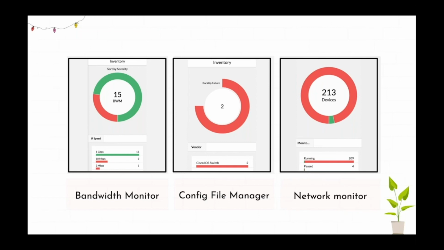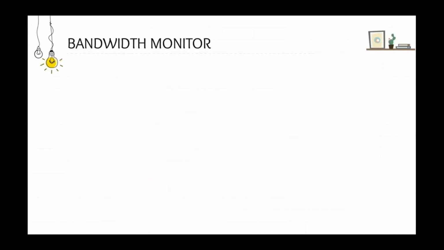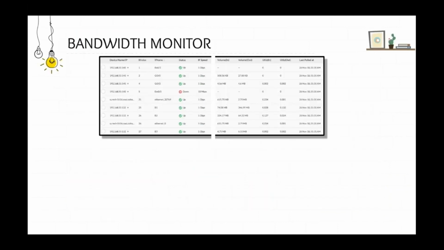So we'll start off with our first networking tool, that is bandwidth monitor. Like its name says, it helps you to monitor the bandwidth utilization happening over an interface. It can be any interface for any device. You just have to add the device using SNMP protocol and you'll be able to capture all the associated interfaces and allow the tool to monitor them for bandwidth utilization.